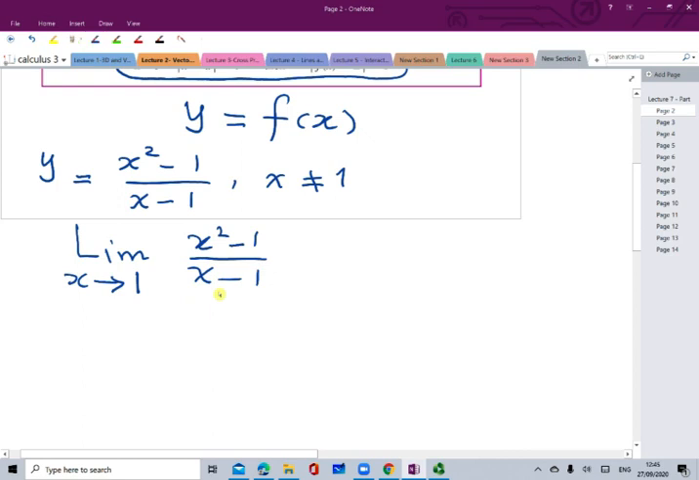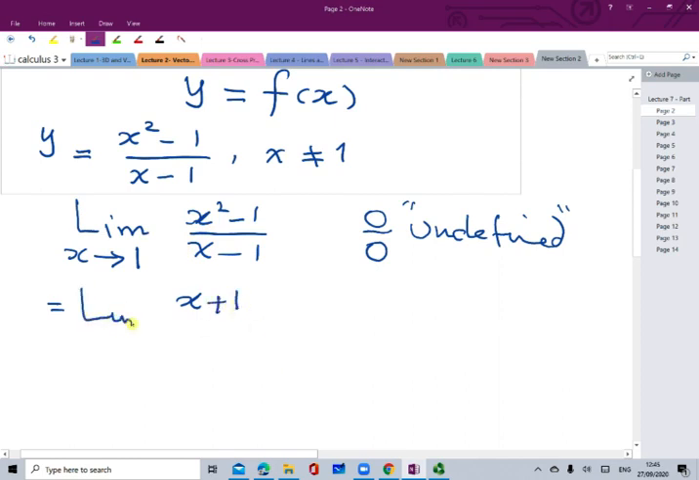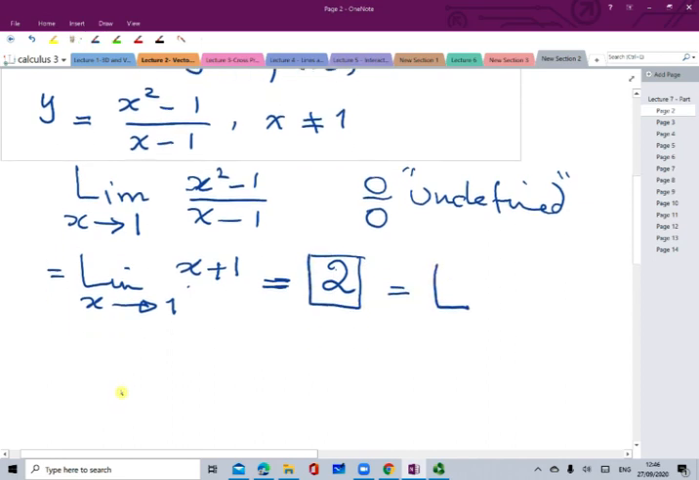If I need to find this limiting value, when I do substitution, as we usually do, I'll obtain 0 over 0, which is an undefined quantity. So I need to do some more work to find a value for this limit. If I do some factorization and simplify, the function will be simplified to x plus 1. When I substitute x equal to 1 in this expression, I get 2. We call this 2 the limiting value of the function f of x.